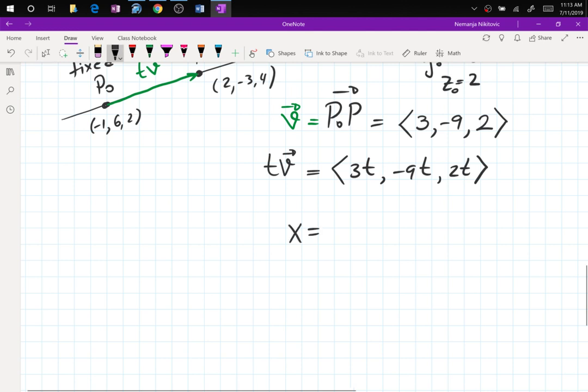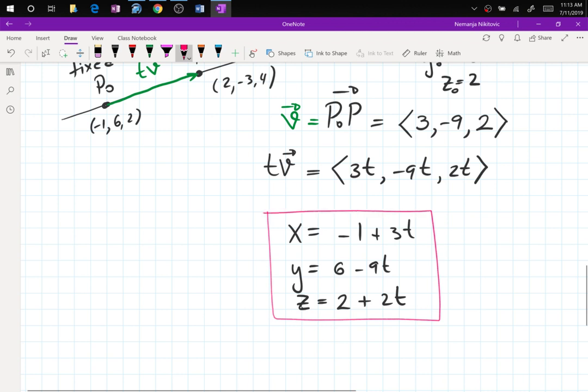Network is acting up. So x equals -1 plus 3t, y equals 6 minus 9t, and z equals 2 plus 2t, and that would be the answer. So all three equations coupled together create one line in space, in 3D space.